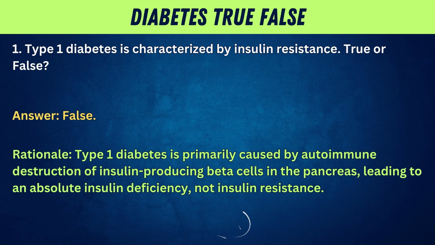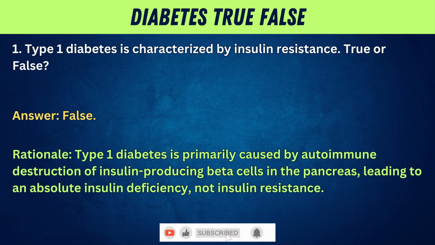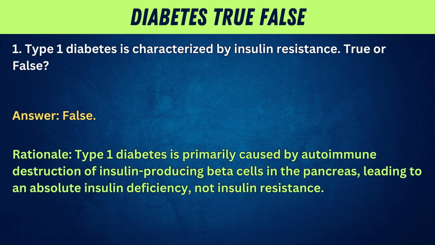Type 1 diabetes is characterized by insulin resistance. True or false? Answer: false. Rationale: type 1 diabetes is primarily caused by autoimmune destruction of insulin-producing beta cells in the pancreas, leading to an absolute insulin deficiency, not insulin resistance.